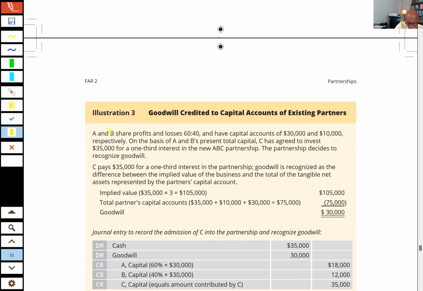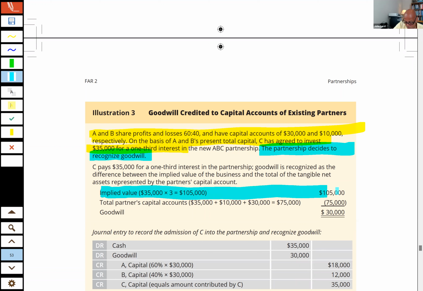They're telling us, again, as we've seen, A and B share profit 60-40. A has a capital account of 30, B has a capital account of 10. C has invested 35,000 for a one-third interest, but now they tell us to recognize goodwill on this. So when you look at the solution here, guys, I think the solution is actually helpful. The way they laid it out, the implied value of the company is 105,000. If they're paying 35,000 for a one-third interest, the company must be worth 105.